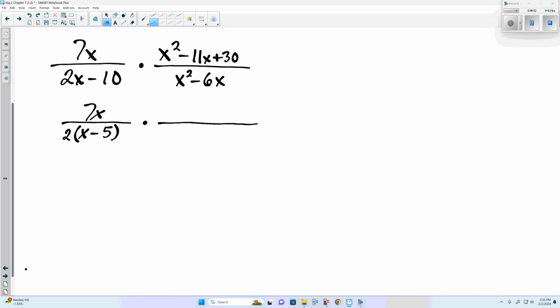Here's one. X squared minus 6x. We have two terms. They both have an x in common, so we can factor that x out, leaving us with x minus 6. X times x minus 6. And it leaves us with factoring x squared minus 11x plus 30.